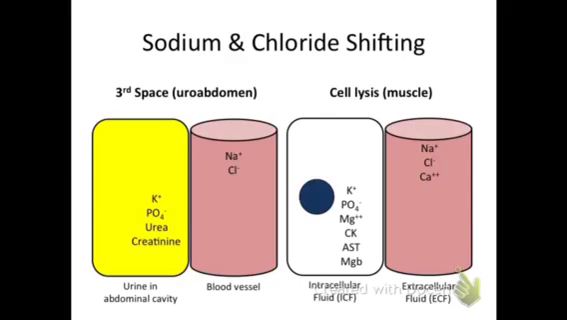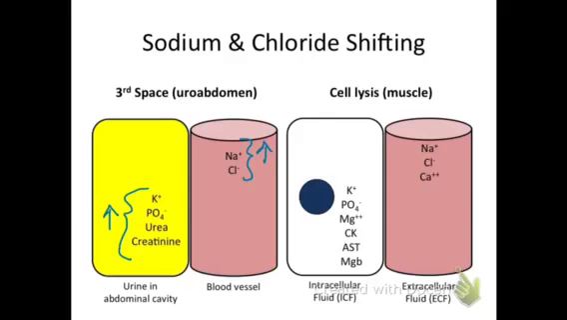Sodium and chloride shifting out of the blood vessel can occur with uroabdomen or rhabdomyolysis. Urine has high concentrations of potassium, phosphorus, urea, and creatinine relative to blood. However, the blood has higher concentrations of sodium and chloride relative to urine. So when urine is in the abdominal cavity, then the concentrations of these substances equilibrate.